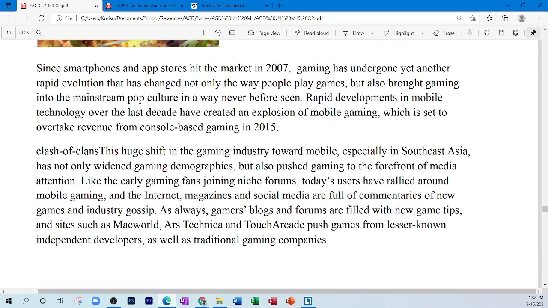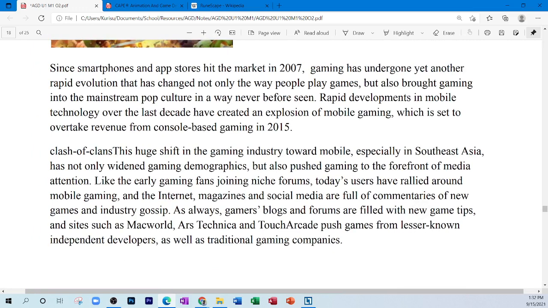Since smartphones and app stores hit the market in 2007, gaming has undergone yet another rapid evolution that has changed not only the way people play games, but also brought gaming into mainstream pop culture in a way never seen before. Rapid developments in mobile technology over the last decade have created an explosion of mobile gaming, which was set to overtake revenue from console-based gaming in 2015.